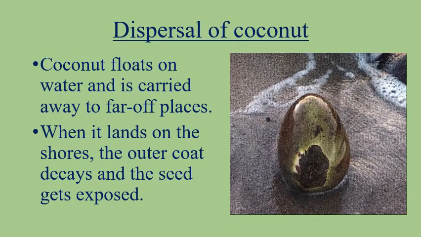Next is dispersal of coconut. Now coconut floats on water very easily to far off places. When it lands on the shore, the outer coat of the coconut is going to decay, that is, it becomes dead and it comes off, and the seed inside the coconut is going to get exposed and will eventually grow into a coconut tree.